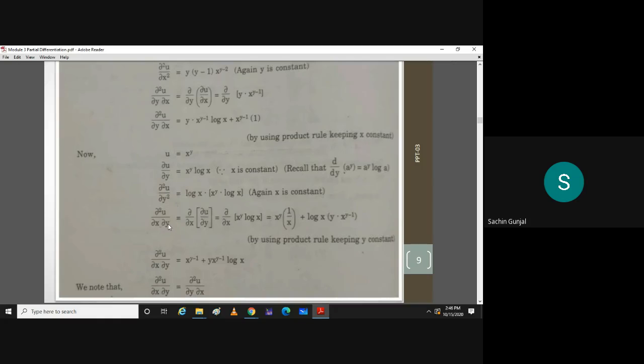Now you differentiate it with respect to x. So del square u by del x del y is equal to del by del x of del u by del y.